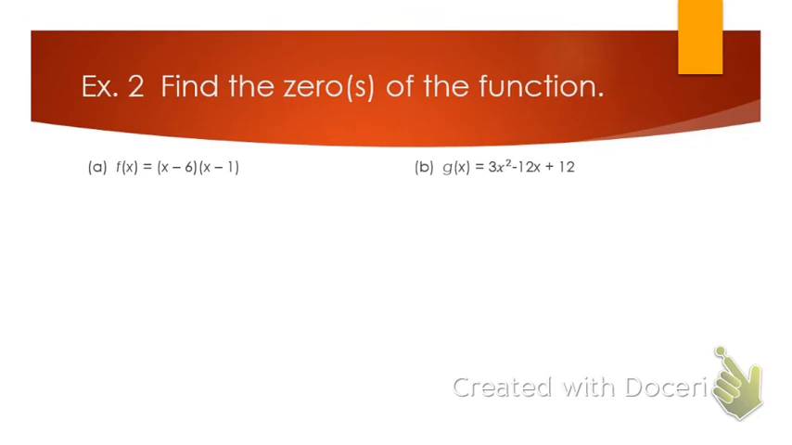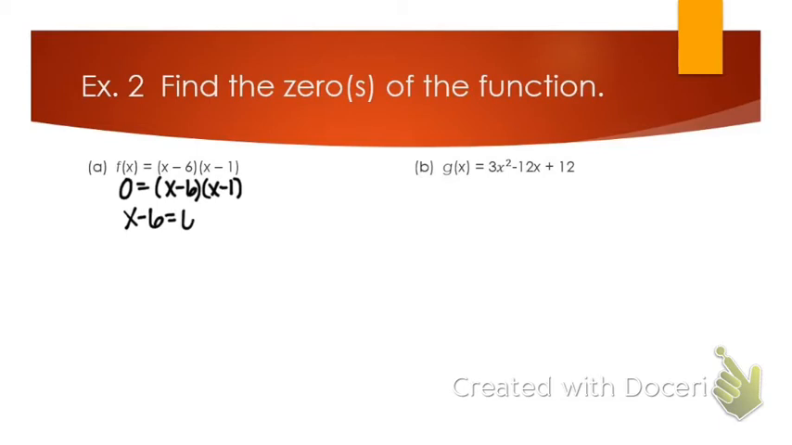So look at letter A, and what's the first thing we're supposed to do? Change it to a 0. Change what to a 0? F of x. So we have 0 equals, and we bring down x minus 6 times x minus 1. Now, factor if it's not already been factored. Has this problem been factored for you? Yeah, it's already the product of 2 binomials. So I move on to step number 3, and I'm supposed to set each factor equal to 0 and solve for x. So what is the first equation that I'm going to write?